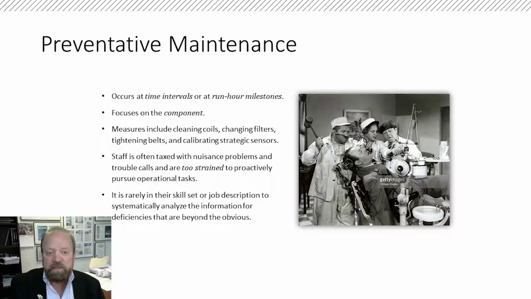The next best maintenance is called preventative maintenance, which occurs at time intervals or run hour milestones, and it focuses on the components of the system, which include cleaning coils, changing filters, tightening belts, and calibrating sensors. But the problem with preventive maintenance is the staff is typically short-staffed, and they're trying to deal with nuisance problems and complaints, and sometimes the preventive maintenance is put off.